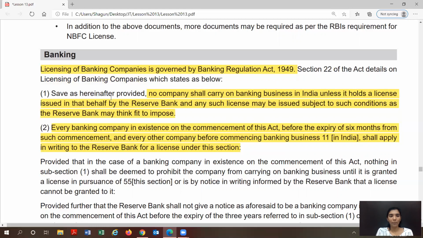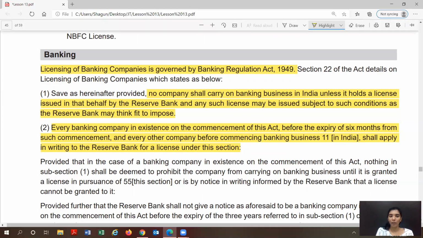Now we are going to take up banking. So the banks, they have to register under the Banking Regulation Act. No company can carry out banking business in India unless it holds a license issued by the RBI, Reserve Bank of India, for a bank. And every bank which is in existence at the commencement of its act before expiry of 6 months from such commencement, and every other company before commencing banking business shall apply to the Reserve Bank in writing for a license.